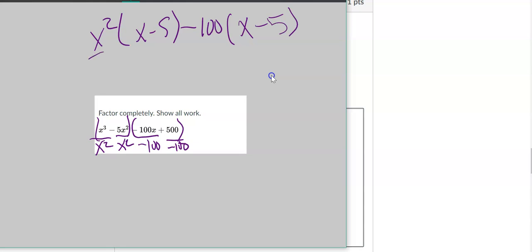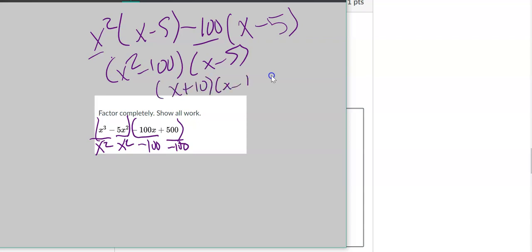I want to go ahead and write those outside pieces together. So I have x squared minus 100 in my first set, and then x minus 5 in the second. I want to see if I have anything that multiplies to -100 and adds to 0. This would be +10 and -10. And I still have that x minus 5 from before at the end.